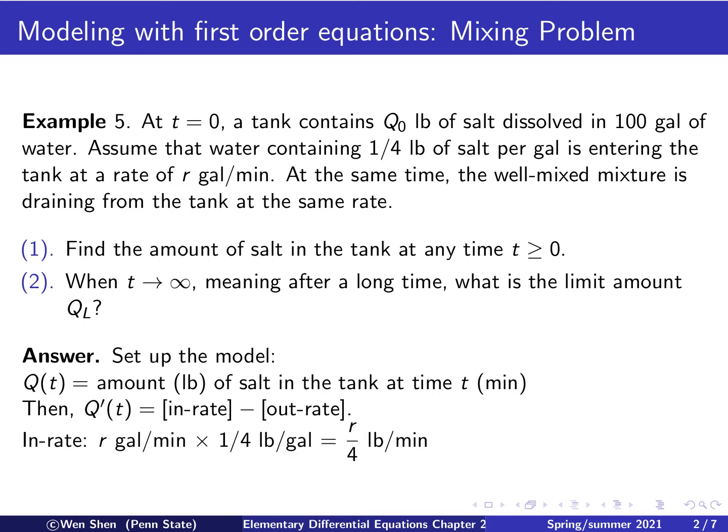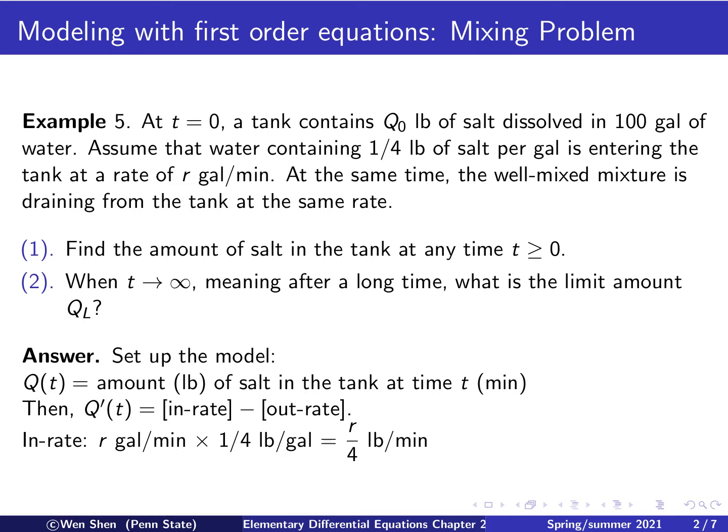Okay, let's first find the in rate. This is the rate at which the salt is flowing in. And how do we find it? Well, what is the mixture that's being poured in? That is a mixture of a quarter pound of salt per gallon. And at what rate is it going in? It is at rate r.